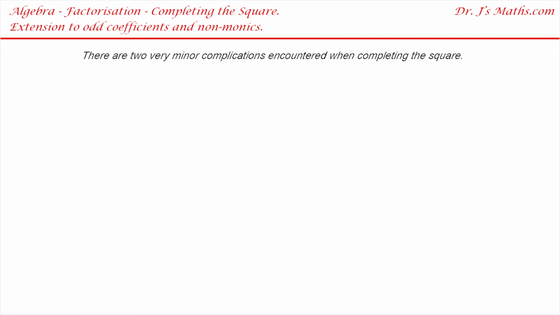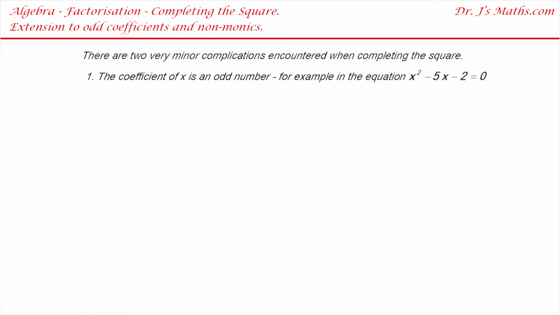So we come to our two minor complications, the first being that the coefficient of x is an odd number, so it doesn't divide evenly by 2. So for example, we have the equation x squared minus 5x minus 2 equals 0. As with my techniques that I'm giving you across the videos, we do nothing different. In the fourth step, we just divide 5 by 2 and write 5 over 2.